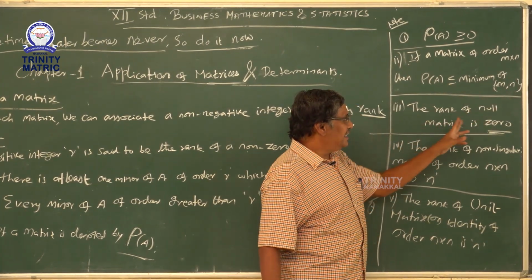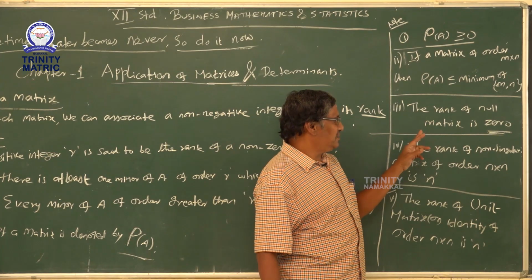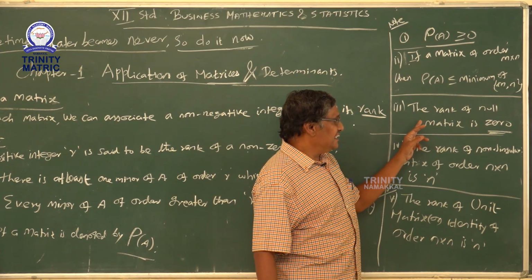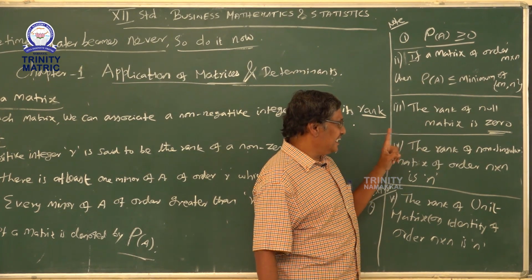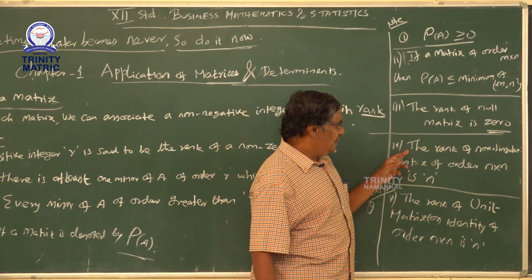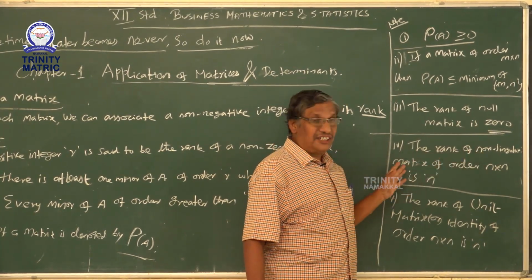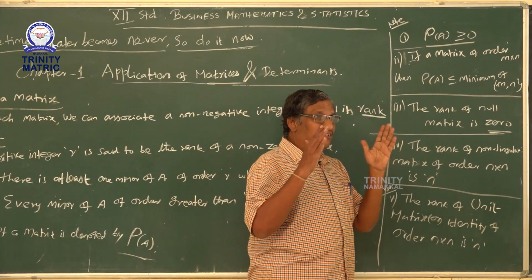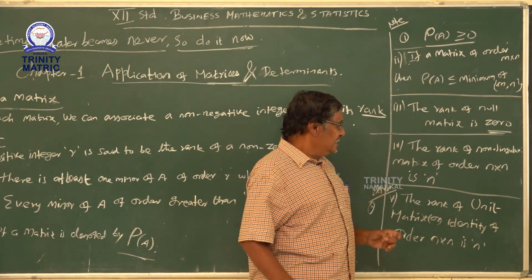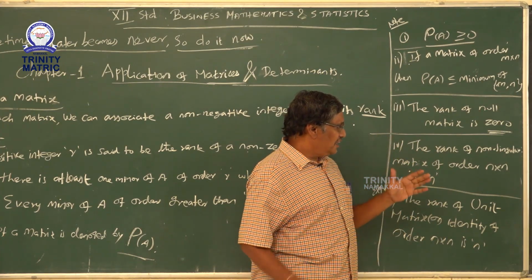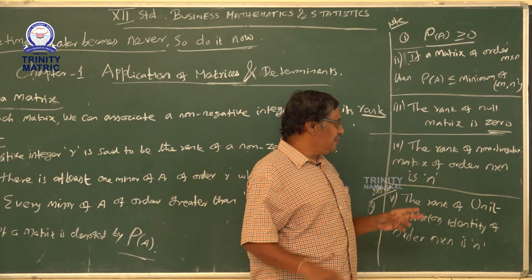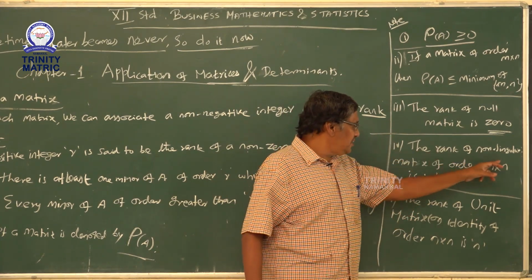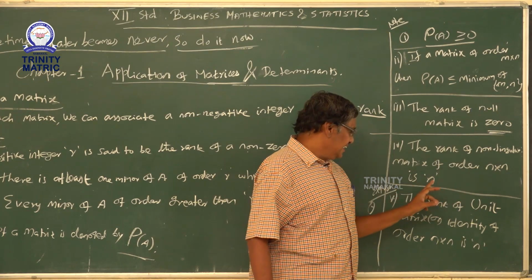The rank of a null matrix is 0. Only for a null matrix do we get rank 0. For other matrices, we get at least a positive integer. For example, a non-singular matrix. What is a non-singular matrix? When the determinant value is 0, it is called singular. Non-singular means the determinant value is not 0. The rank of a non-singular matrix of order n by n is n.